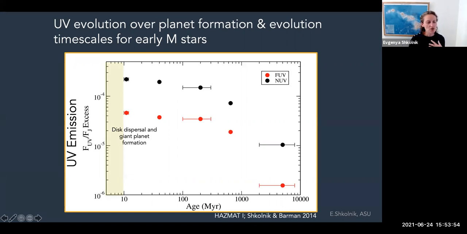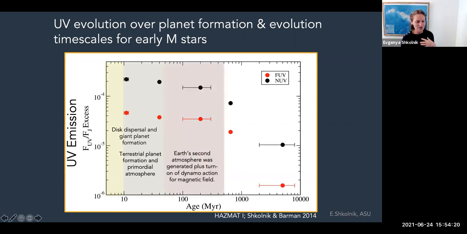So if you care about disk dispersal and giant planet formation, as I know you guys have been talking about earlier this week, then you have some sense of what the UV environment was of the disk and the protoplanet at the time. When terrestrial planet formation happens and the primordial atmosphere is formed, what you see here is in these early Ms, the UV emission is not dropping nearly as quickly as it does for sun-like stars.